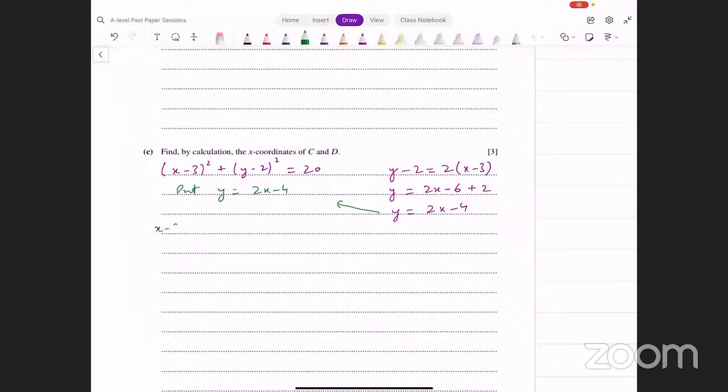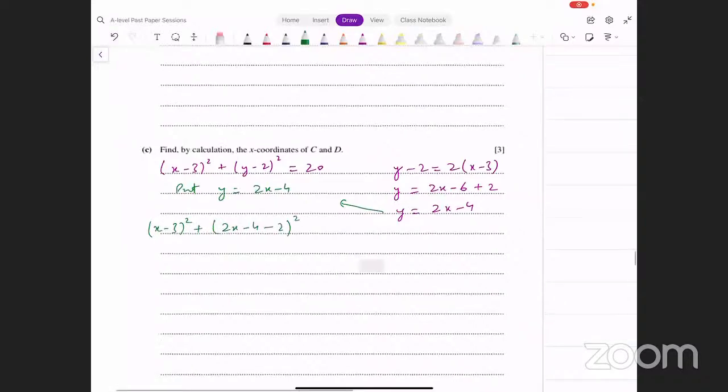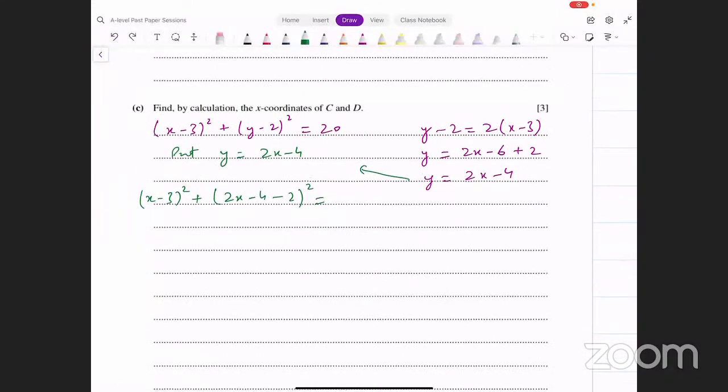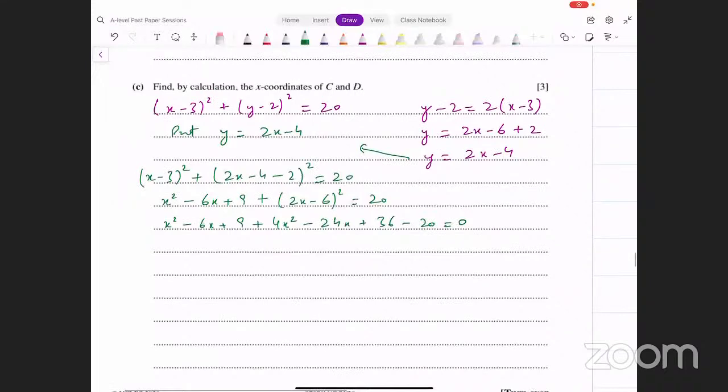That gives us x minus 3 whole squared plus 2x minus 4 minus 2 whole square. Y की जगह पे ये डाल दिया 2x minus 4. That equals 20. Let's solve this now. X square minus 6x plus 9 plus 2x minus 6 whole square equals 20. Let's simplify this again. X square minus 6x plus 9 plus 4x square minus 24x plus 36. Take 20 to the left side as well. Minus 20 equals 0. ये आपके पास equation आ गई, quadratic equation.